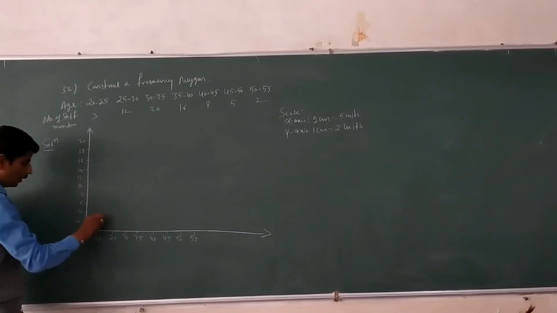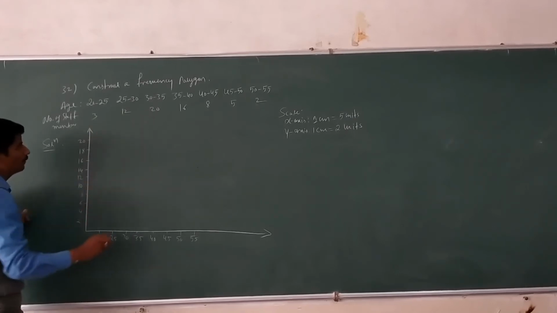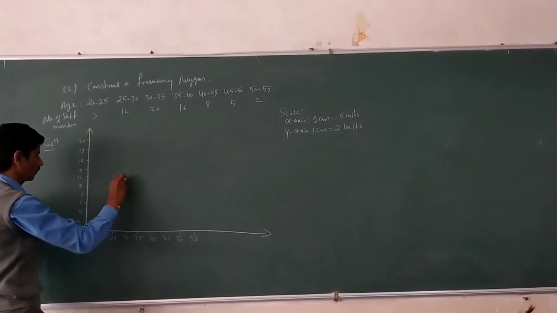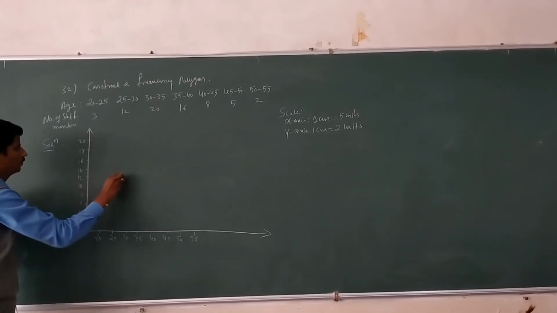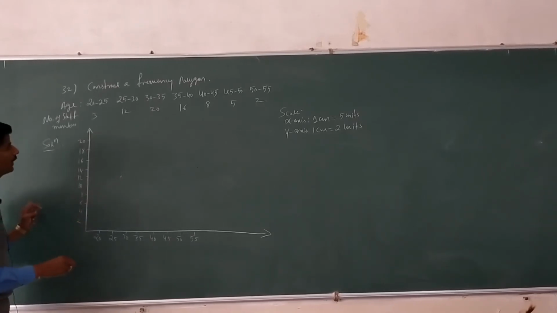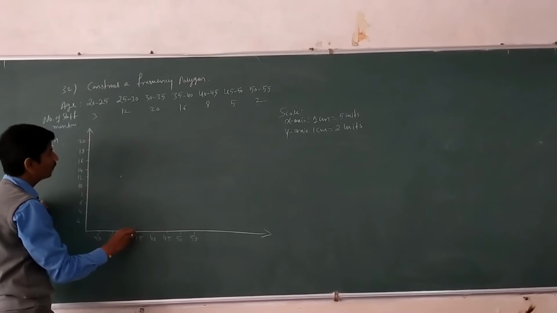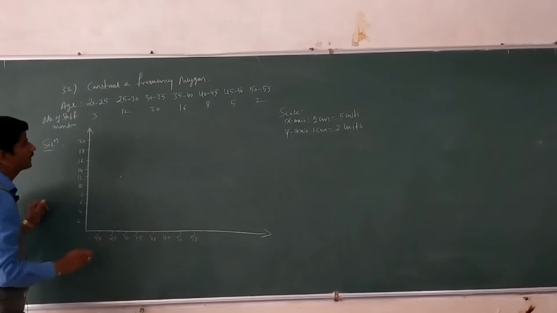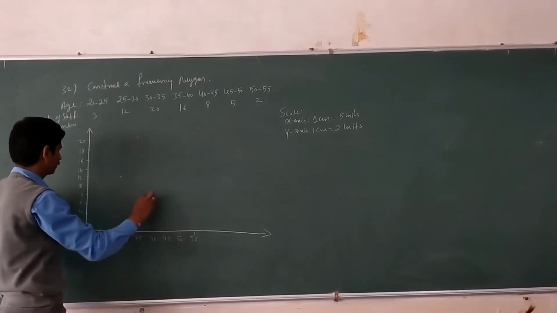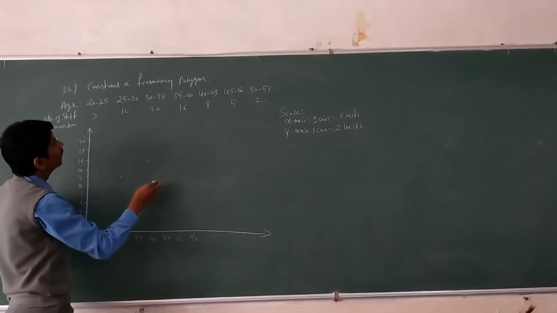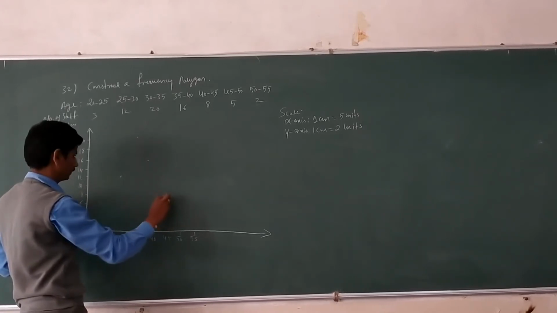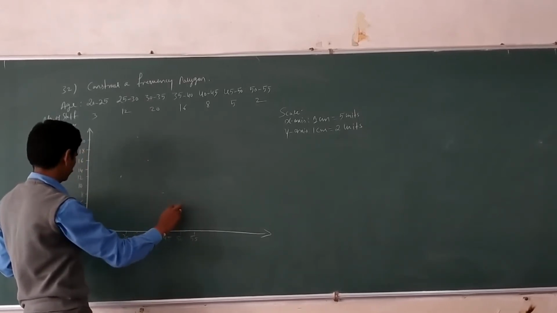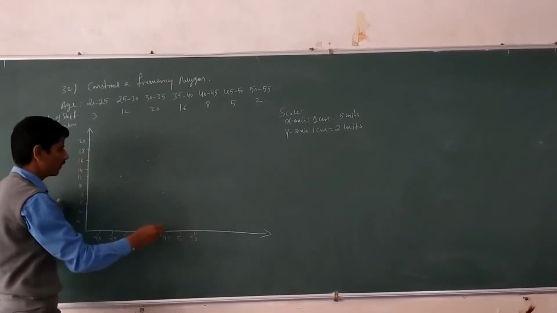Means here you have to point the next: 25 to 30, mid value is 27.5. 27.5 is 12. Next, 30 to 35, mid value is 32.5. 32.5 is 20. The next, 37.5 is 16. 42.5 is 8. 47.5 is 5. 52.5 is 2.